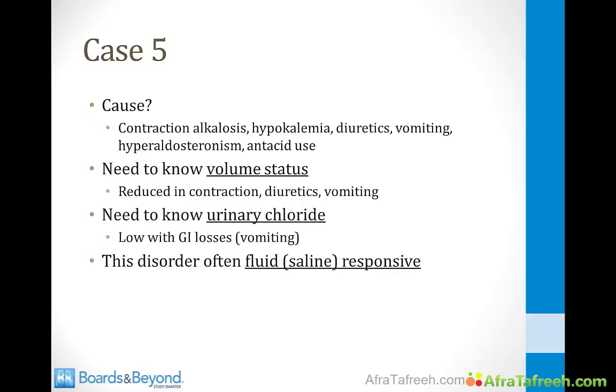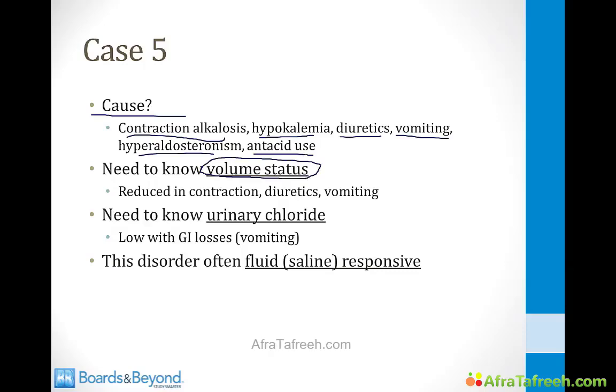The question we still haven't answered is, what is the cause of this man's metabolic alkalosis? Recall that there's a short list of causes of metabolic alkalosis. These include a contraction alkalosis, hypokalemia, diuretics, vomiting, hyperaldosteronism, and antacid use. And one of the most helpful pieces of data in a metabolic alkalosis is the volume status of the patient. So we want to know, does this man have dry skin and dry mucous membranes? Because if he appears dehydrated, then the cause is most likely a contraction alkalosis or diuretics or vomiting.